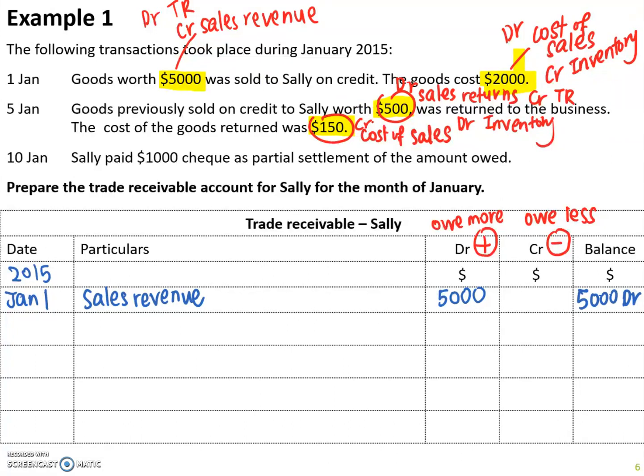Okay, refer to your journal entry on slide 4. Therefore, on 5th Jan, okay, we will write down $500, okay, because Sally now owes the business lesser since she returned the goods. She owes lesser $500. January 5, okay, right now, sales returns. We ignore the $150, okay, because we are doing the trade receivables account. We are not doing the cost of sales account. We are not doing the inventory account. We are doing the sales returns account. The trade receivables account. So 4500.